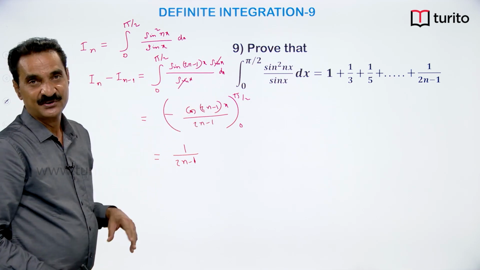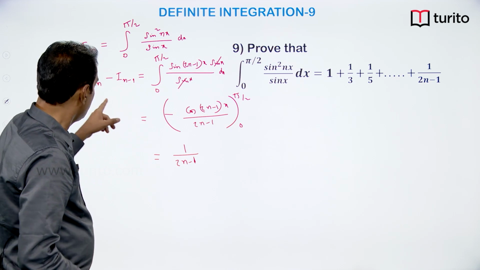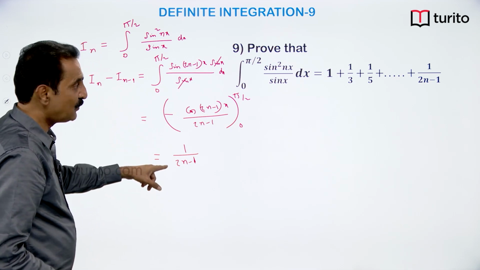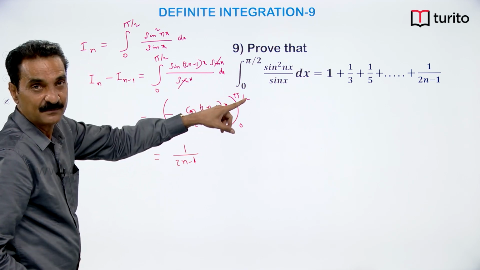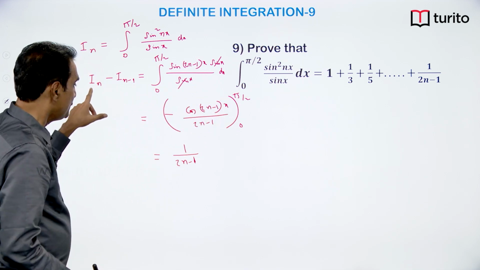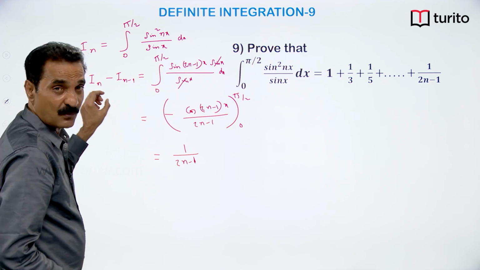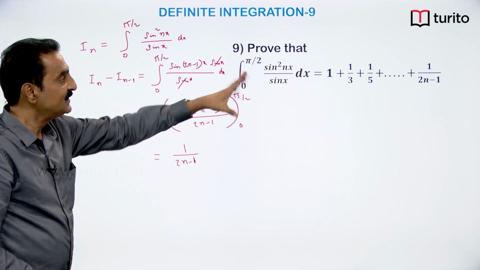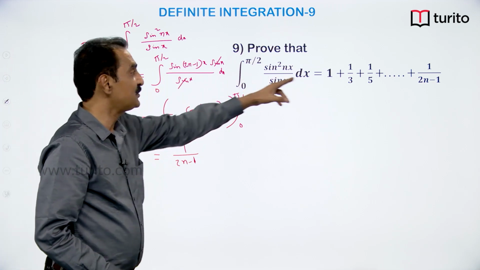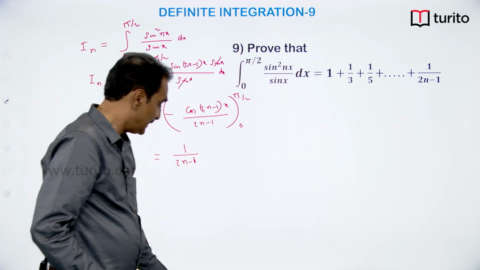Now you try this question. If you take n is equal to 1, you are getting the first term. If you take n is equal to 2, you are getting the second term. That means putting n is equal to 1, 2, 3 and so on till n and adding LHS and RHS, then you will get In is equal to that. Okay. Next question.